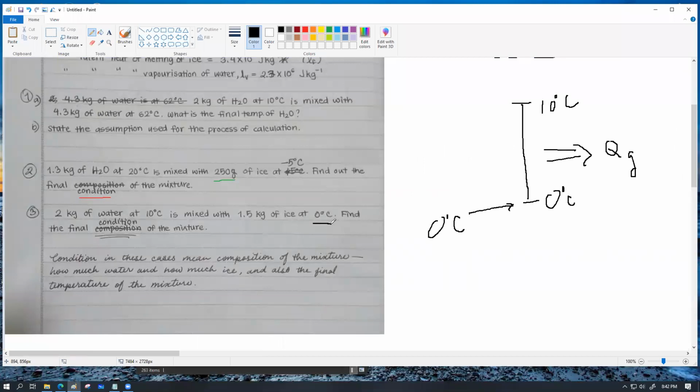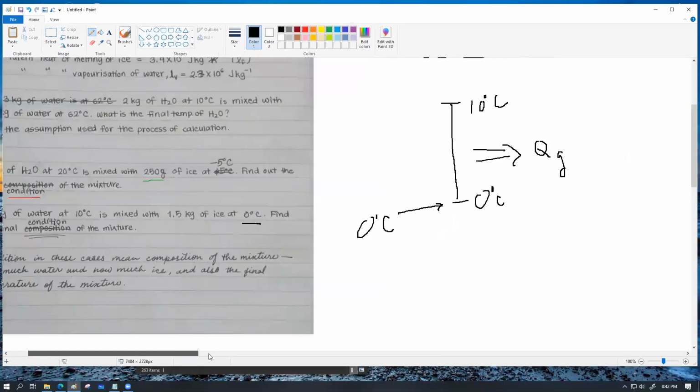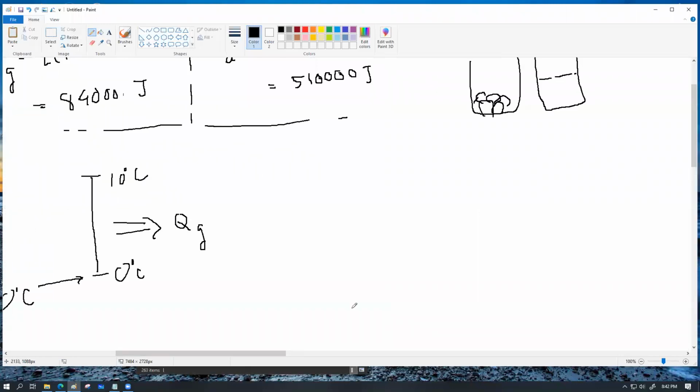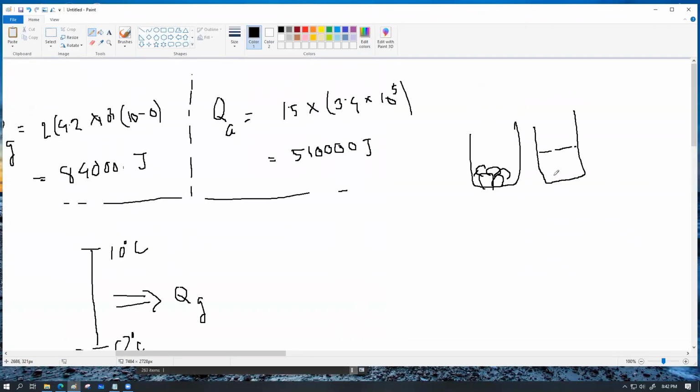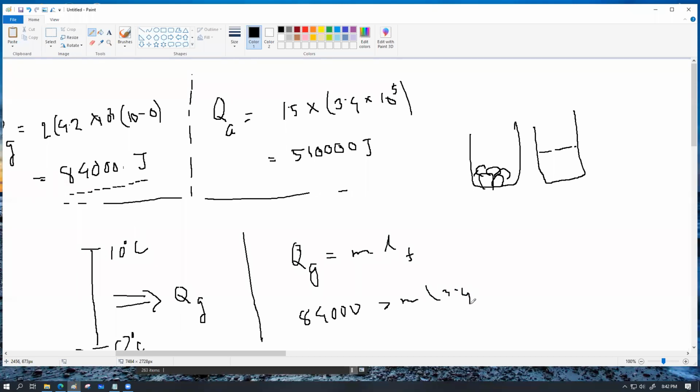Okay, is it clear? Yes. Okay. So now the question is, how much would be ice and how much would be water? That can be calculated very easily. I'm going to use this much heat to calculate how much ice would be melted. So I'm going to use this equation: Q given up equals M into L_F. So this would be 84,000 equals M into 3.4 into 10 to the power 5.